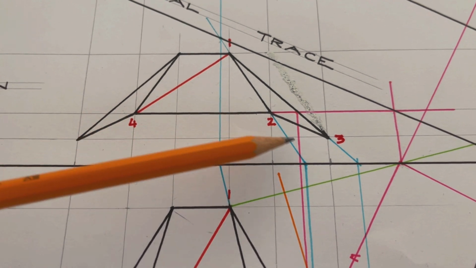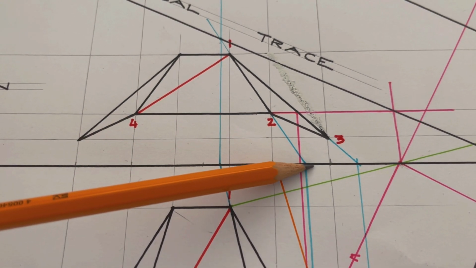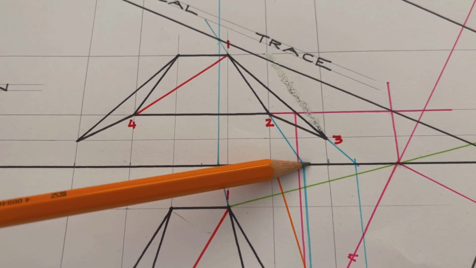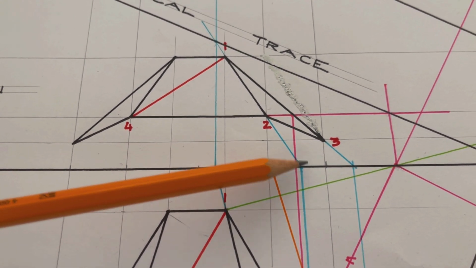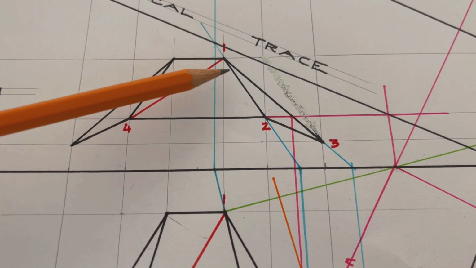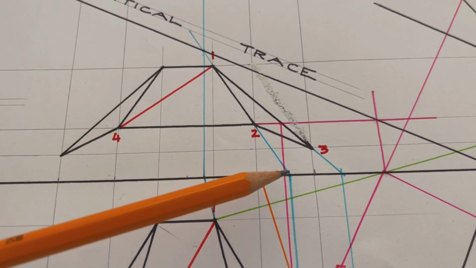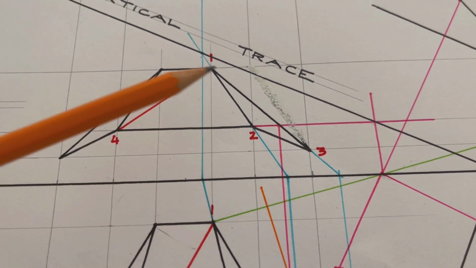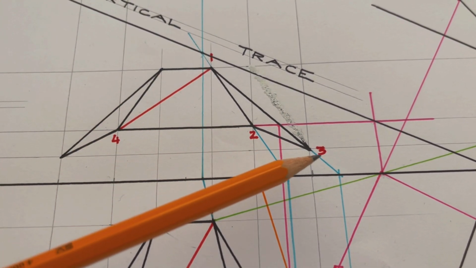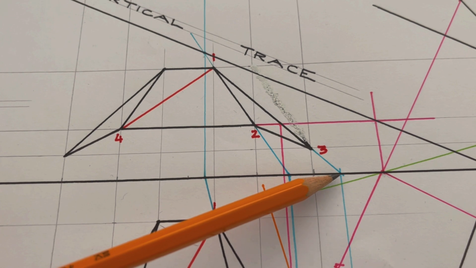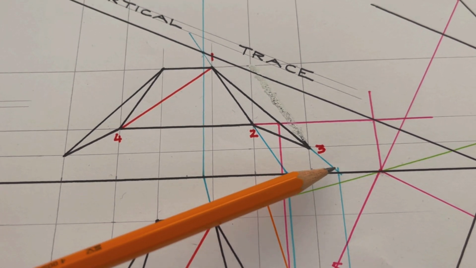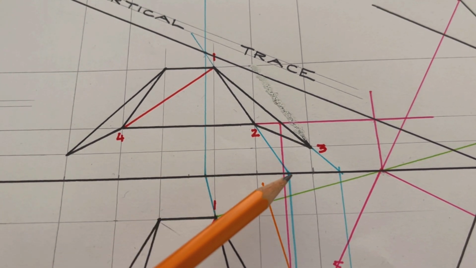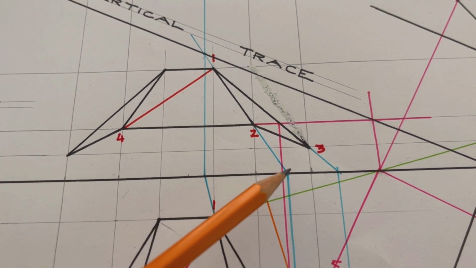So where are the traces going to be? They're going to be on the horizontal plane, and in elevation the XY line is an edge view of the horizontal plane. So we extend down the line 1, 2 until it intersects the horizontal plane here, and I extend on the line 1, 3 until it intersects the horizontal plane here. Now, those are the 2 points in elevation where this plane intersects the horizontal plane.